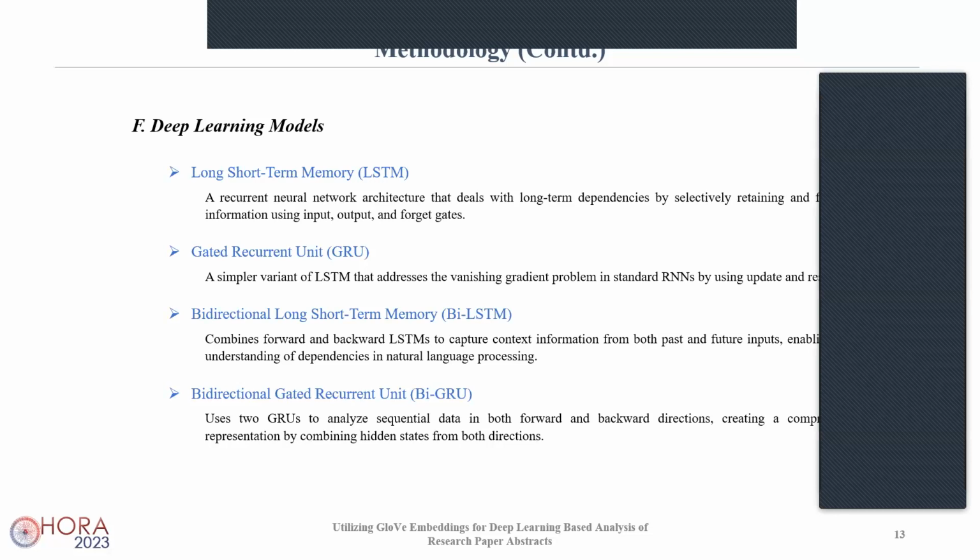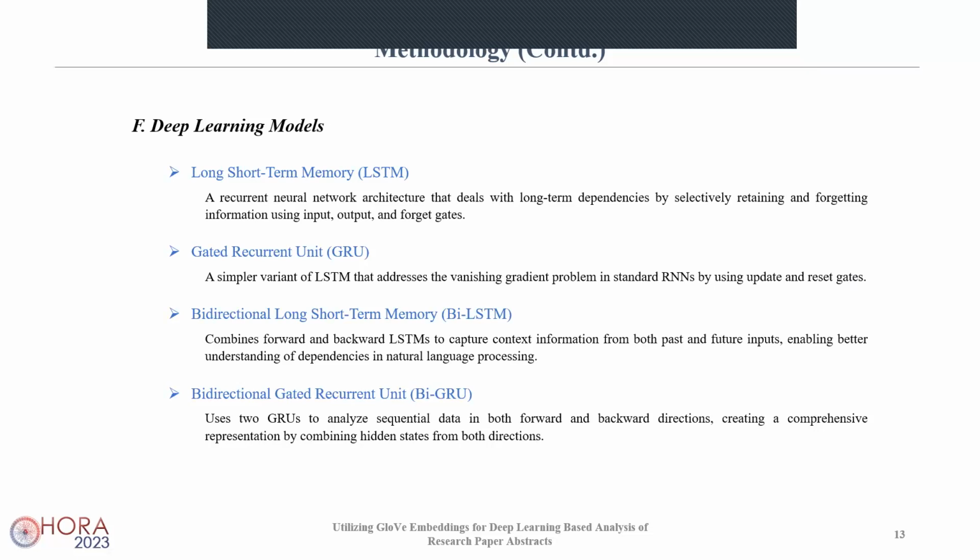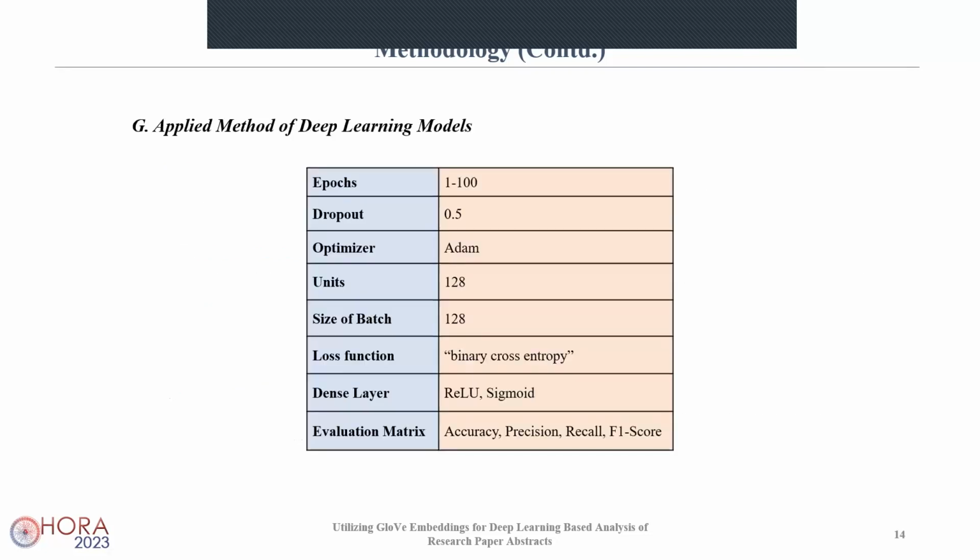The bidirectional long short-term memory combines forward and backward LSTMs to capture the context from past and future inputs. The bidirectional gated recurrent unit analyzes data in both directions, providing a comprehensive contextual understanding. These models have propelled advancement in understanding and extracting insights from sequential data.